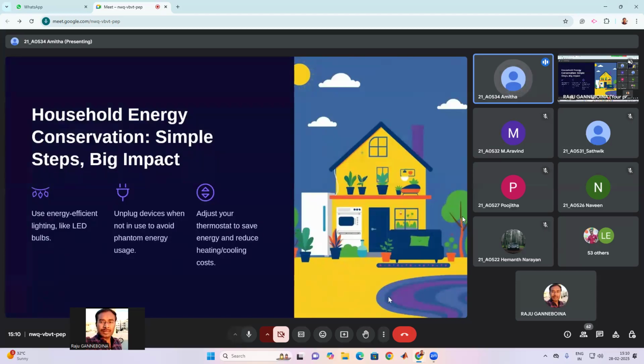Next, many devices continue to draw power even when they are turned off, known as phantom energy usage. Unplugging the chargers, televisions and small appliances when not in use can prevent this energy wastage. And we also have to adjust the thermostat. Setting a thermostat a few degrees lower in winter and higher in summer can reduce the heating and cooling costs. In this way, we can conserve the energy in the household.